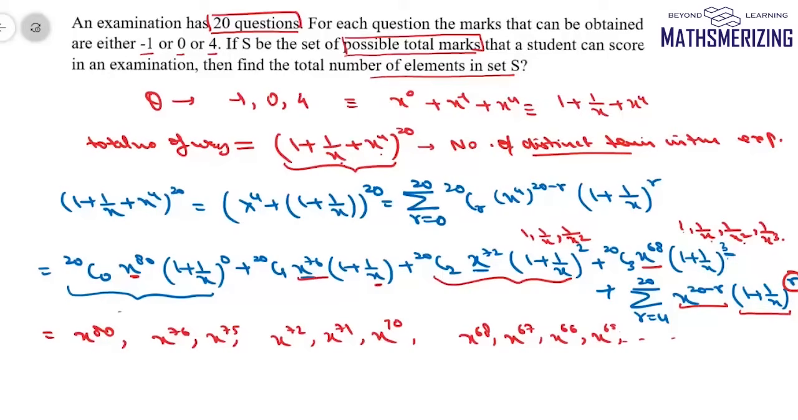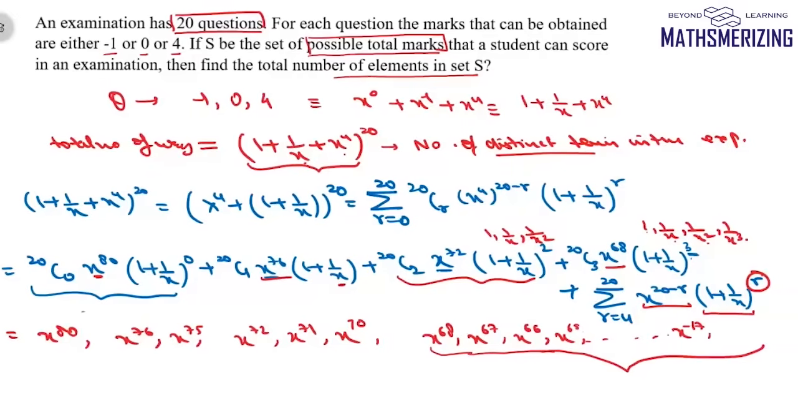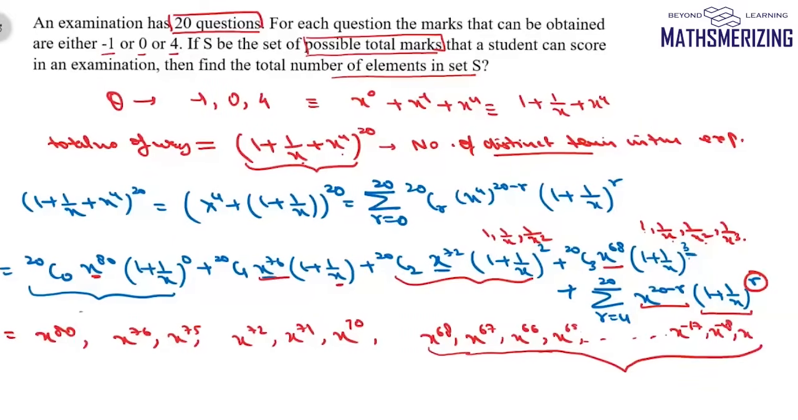So from here we'll get all the consecutive powers of x. Starting from 68, we'll get all the consecutive powers of x up to this (1 + 1/x)^20. And there I'll get x to the power minus 17, x to the power minus 18, x to the power minus 19, and x to the power minus 20. So in this expansion, I'll have these terms starting from x to the power minus 20 to x to the power 68, and then we'll have these 6 more terms.